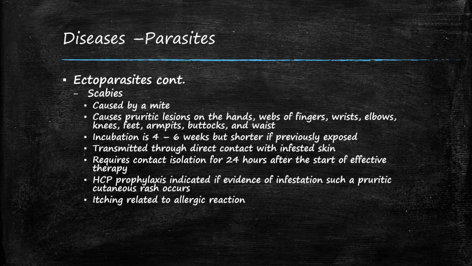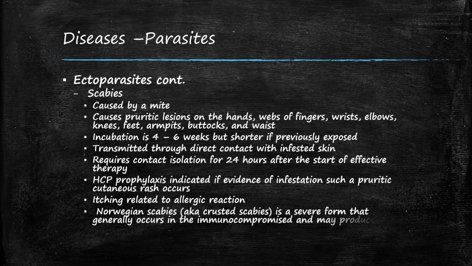The itching that is common with the disease is due to an allergic reaction to the mite. Then we have what is known as Norwegian scabies, also known as crusted scabies. Crusted scabies is a severe form of scabies that occurs usually in the immunocompromised. It does actually produce less itching.